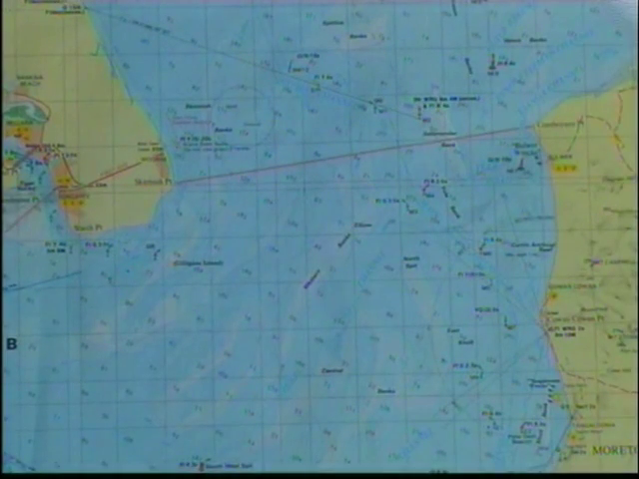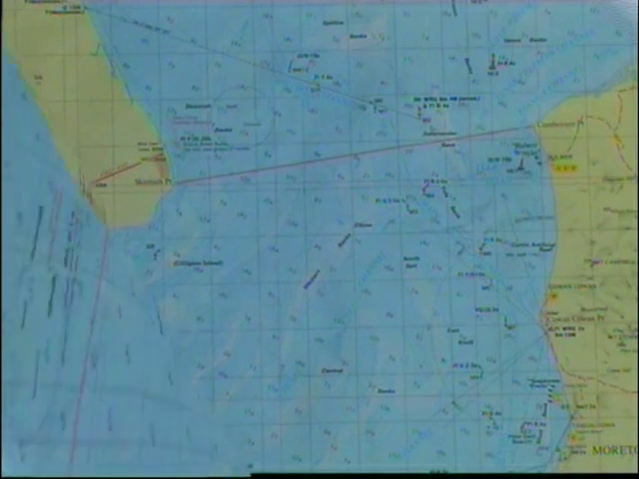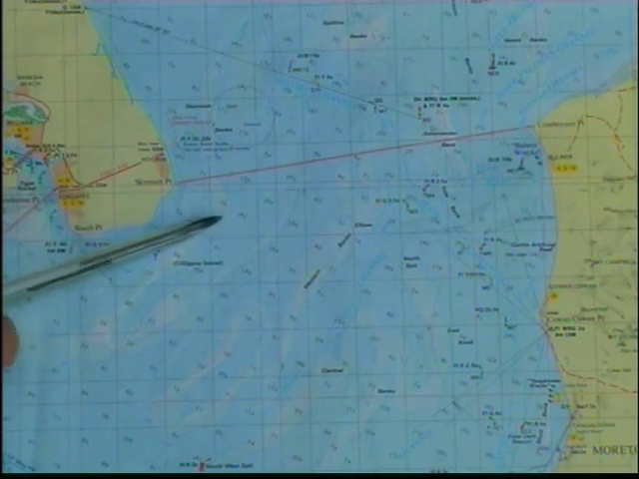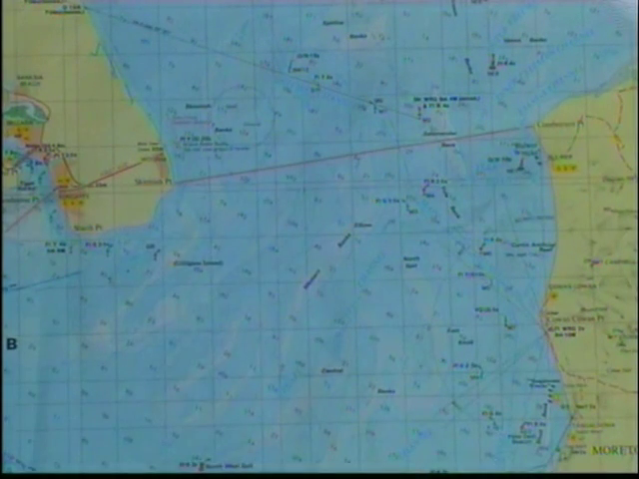Another thing you'll notice on metric charts is the black squares which form a grid across the chart. Those squares are related to your scale. On the chart we're looking at here, each black square equals 2 kilometres. So it's a quick and easy way of working out distance. You just add up the number of squares.